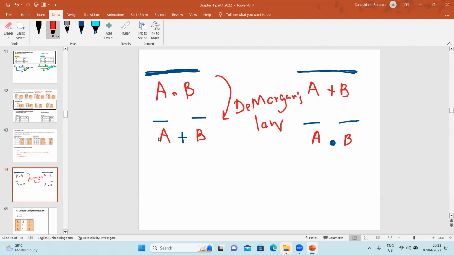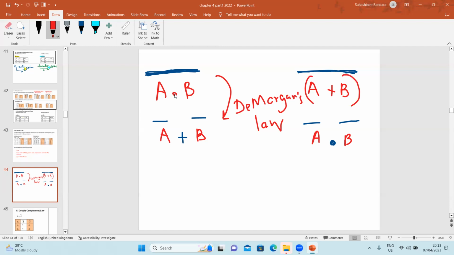When we apply De Morgan's law, the A dot B bar is divided into two bars: A bar plus B bar will be there. If it is A plus B over bar, it means that we apply the bar to both, so the over bar is going to break into two. That means A bar dot B bar. Can you understand? So now we'll see what is happening.